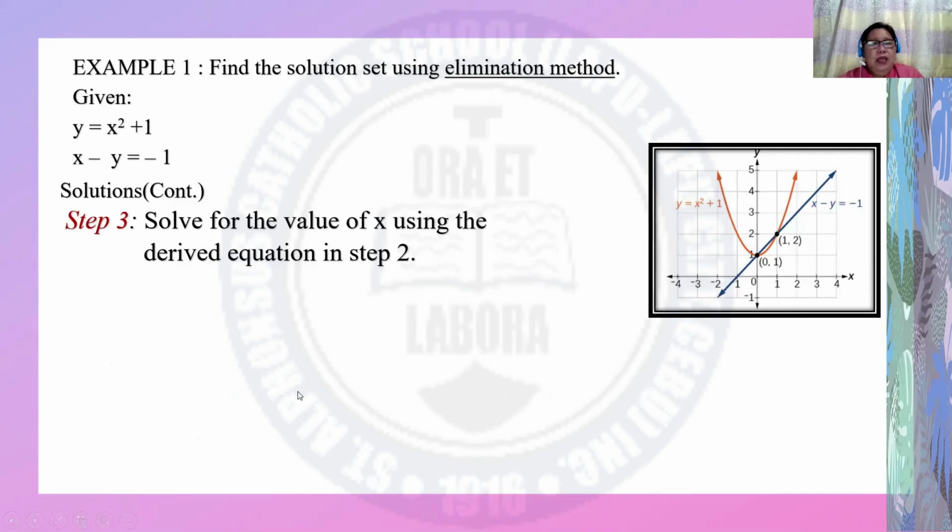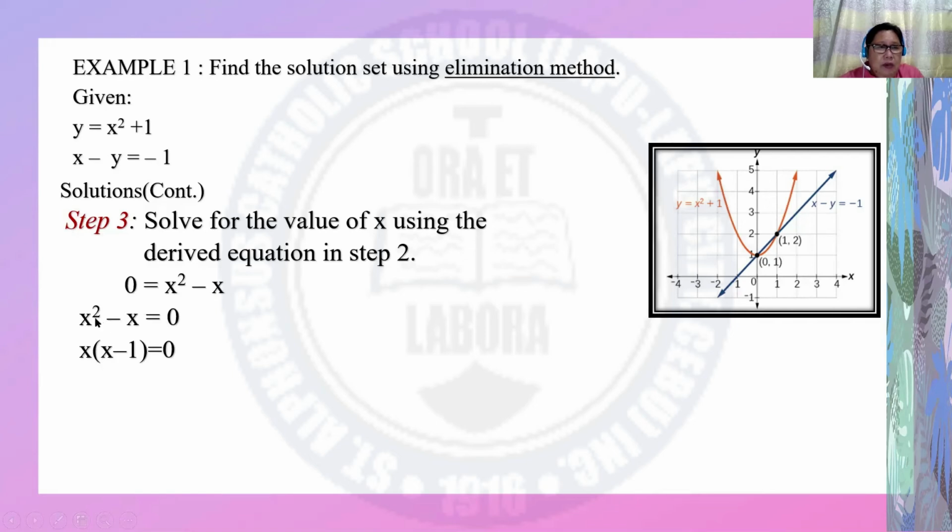For step 3, solve for the value of x using the derived equation in step 2. This is the derived equation: 0 is equal to x squared minus x. So we will just apply the symmetric property of equality. So we have now x squared minus x is equal to 0. Then simply take out the common factor of x squared and x. It is x. So we have x times x minus 1.